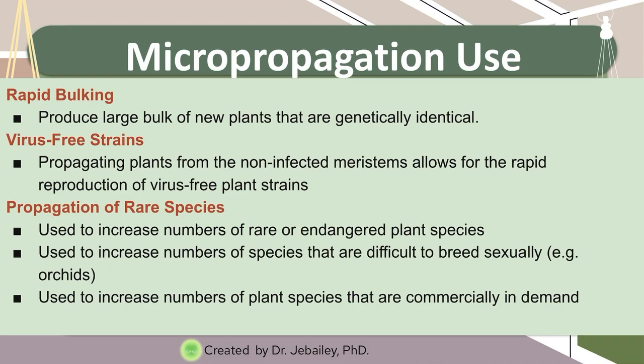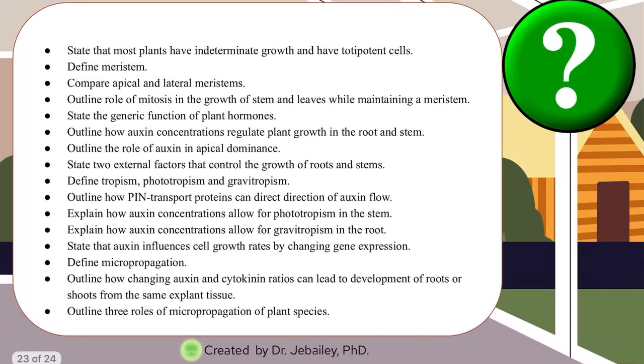One, make a large amount of plants. Two, create just the plants free of virus. Three, you want to save some plants from dying as a rare species, or you want to make extra productions for pharmacy or whatever it is. So these are the reasons why micropropagation will be helpful, which is basically the cloning of the plants. And that's pretty much it for plant growth, which is 9.3.